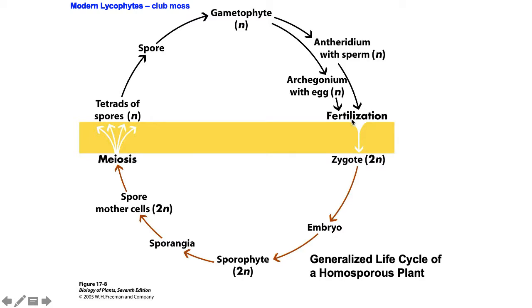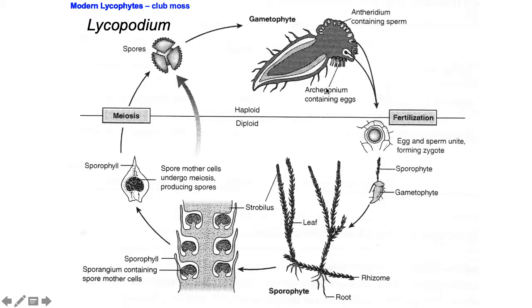Okay. So let's just start with fertilization. Egg and sperm meet. We form a zygote, an embryo to the sporophyte. And then on the sporophyte, we have a structure called the sporangia. And inside the sporangia are the spore mother cells that go through meiosis to form the spores. Spores get released. They germinate into that gametophyte. And the gametophyte, through the process of mitosis, forms the sperm and the egg, the antheridium and the archegonium. So just a generalized life cycle.